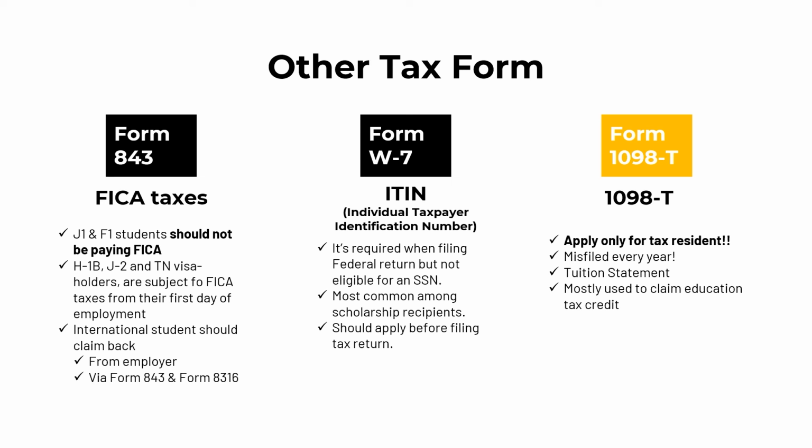Moving on, we have Tax Form 1098-T. This is the number one form misfiled every year from non-residents. The 1098-T tax form only applies to residents and is used to claim a tax credit of $1,000 for education. In some cases, students may visit websites that prepare taxes for residents. They are required to receive Form 1098-T and will receive the $1,000 tax credit. But as a non-resident, you are not eligible to receive this benefit.